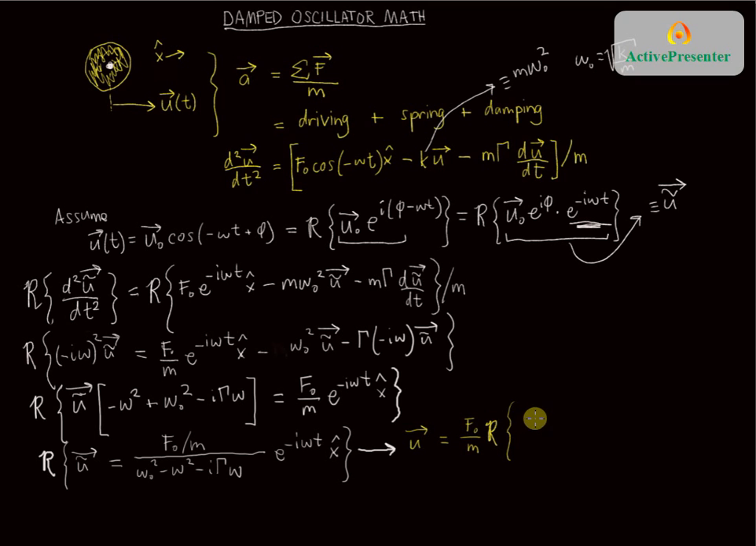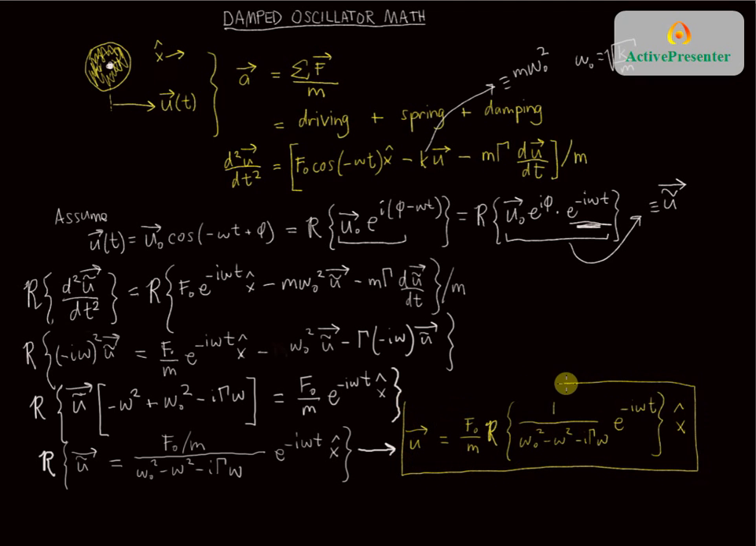And what's that? That's 1, I'll write it this way, 1 over omega naught squared minus omega squared minus i gamma omega times e to the minus i omega t. That stuff's complex. And then I've just got a vector x hat. And this here is my solution for the motion of this oscillator. It's not in its totally final form.